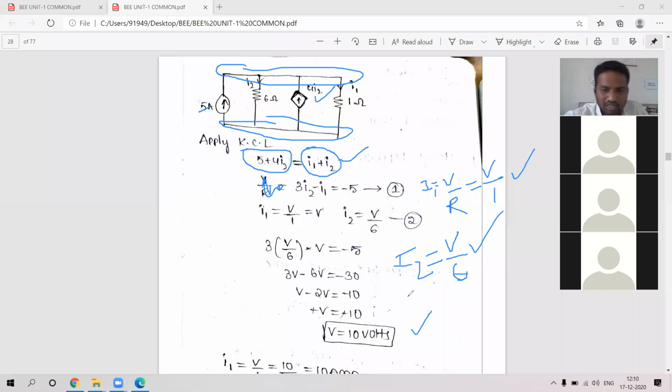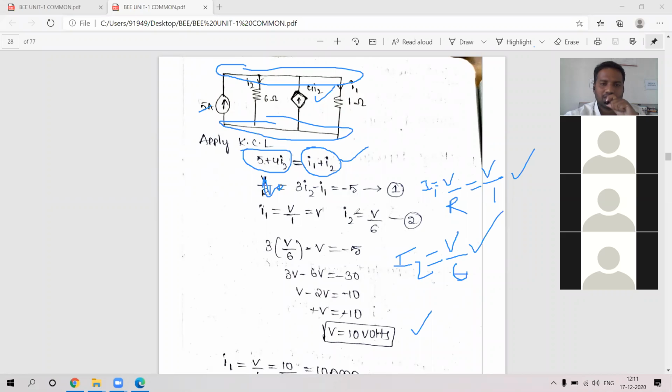After getting the voltage V, we can get the values of I1 and I2. What are the unknowns? I1 and I2 only. What is I1? I1 is nothing but V by R. We already got V as 10 volts, so 10 is I1 itself. And what about I2? I2 is V by 6. 10 by 6 gives you 1.67.